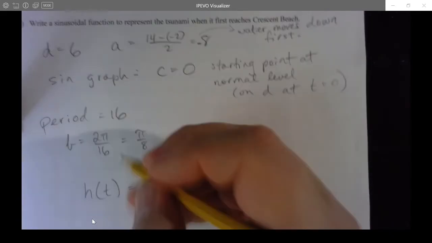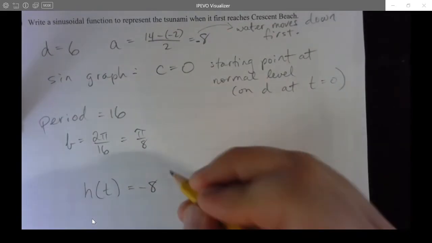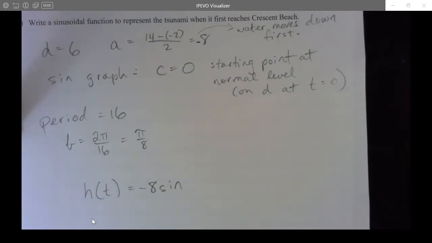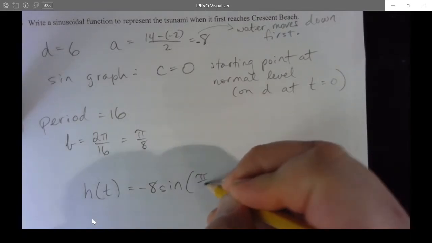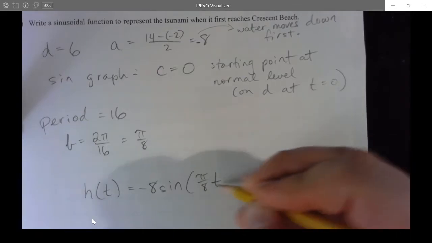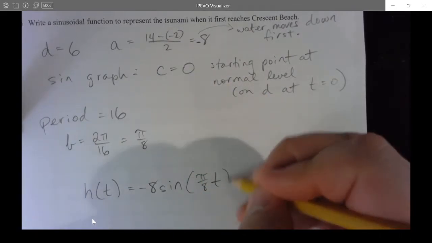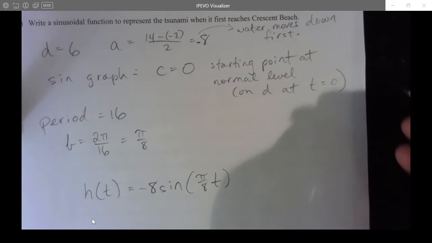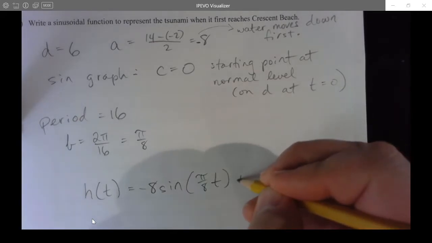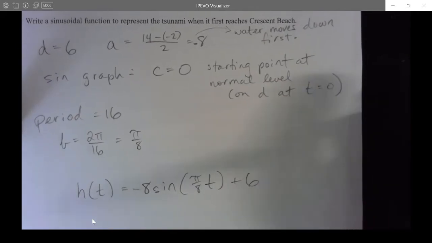Okay, so -8 and then sine, and then my B value is pi by 8 times t. I don't have a C value, my C value is 0, so I can just close that bracket. We're good there. And then plus 6. And this is a pretty easy question. All it wants is the equation.